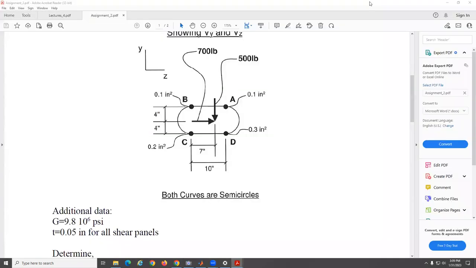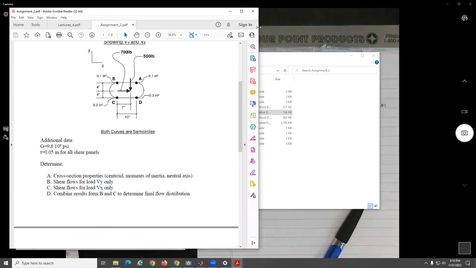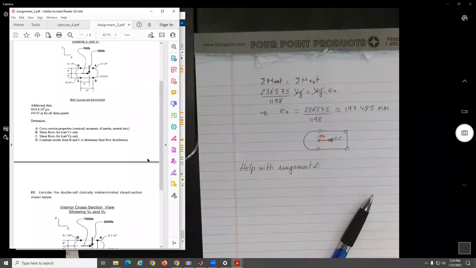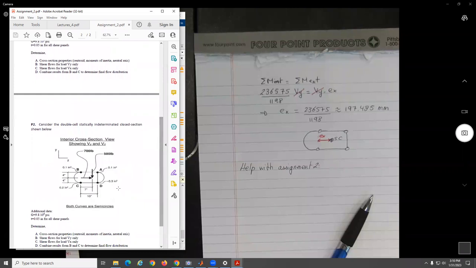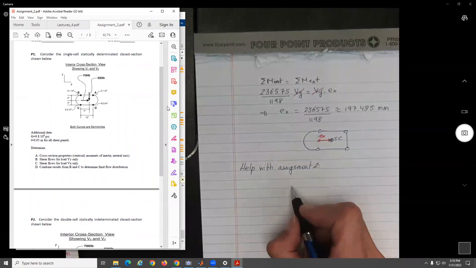Okay, so let me help you. Assignment two, okay? Yeah, and you see the second problem is identical, but there's one bar over here, no? Okay. So again, let's go over here. Do we do anything different? I mean, we can do the same thing if you want.